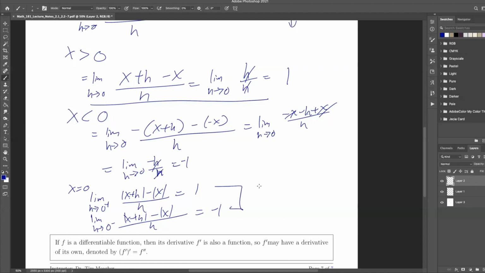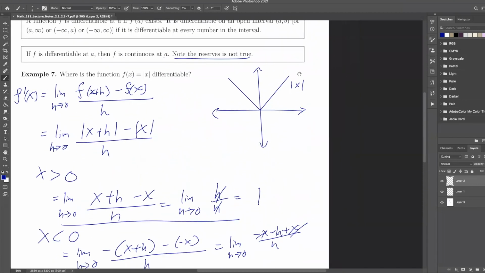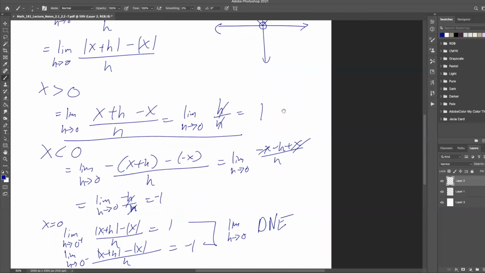Seeing how these don't match, the limit as h goes to 0 does not exist. If my x is strictly positive, I have a slope of 1. If I'm strictly negative, I have a slope of negative 1. But what's my rate of change here? If I look slightly on this side, it looks like negative 1. If I look slightly on this side, it looks like 1. So the left hand does not agree with the right hand, and therefore the limit doesn't exist.